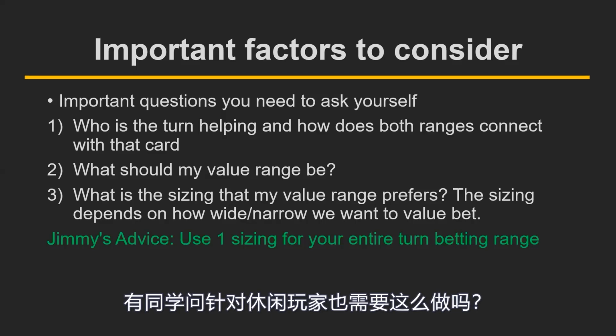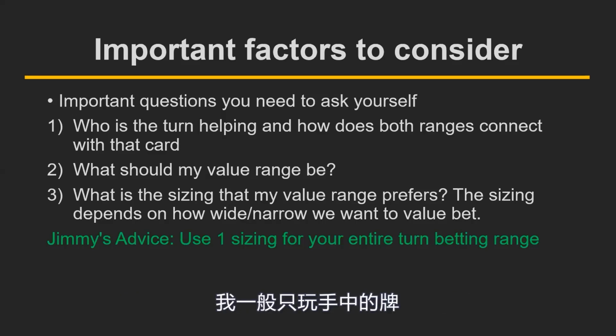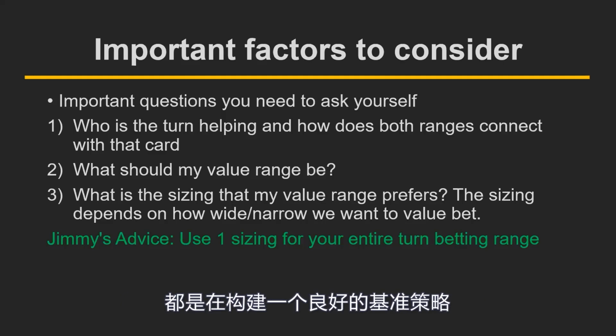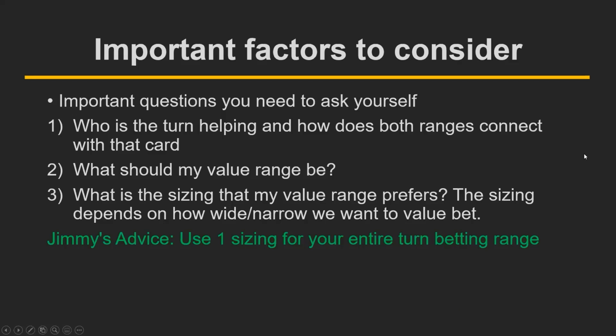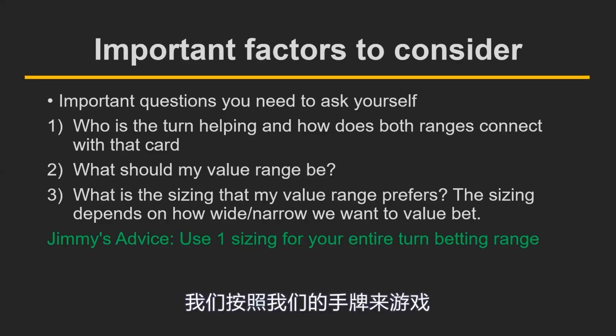Someone is asking, what about when we play versus fish? I usually just play my hand, and you should keep doing that. All the things we talk about here are to try to build a good solid default strategy so that you know how to approach most situations. When you are actually facing a weaker player or a recreational, do we want to be playing our range? No. We want to be playing our hand, and you basically play your hand face up and you bet the amount that your actual hand wants to bet.